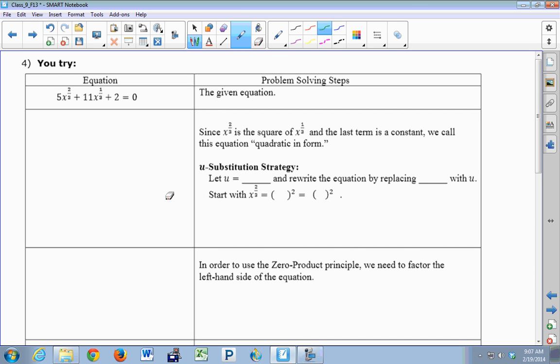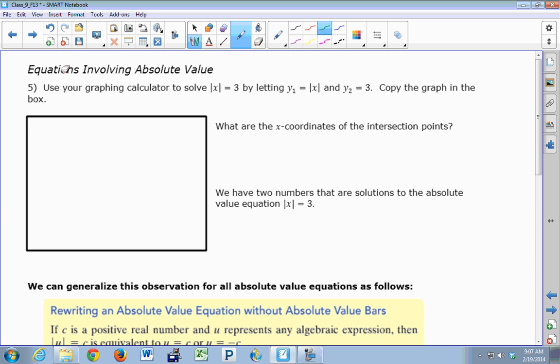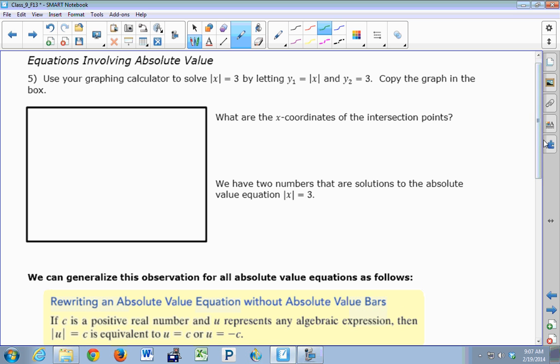I want to skip this one for now and come back if we have time at the end. We got started a little late today. I'll come back to this. It's a you-try anyway, so you can try it at the end of class. But let's start the next type of equation, which is really the last equation you'll be responsible for in this whole series of equations that you see in section 1.6.